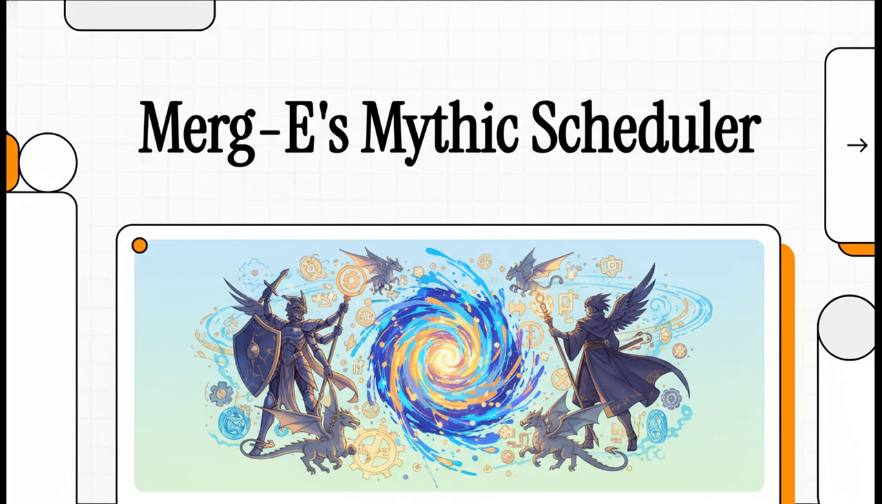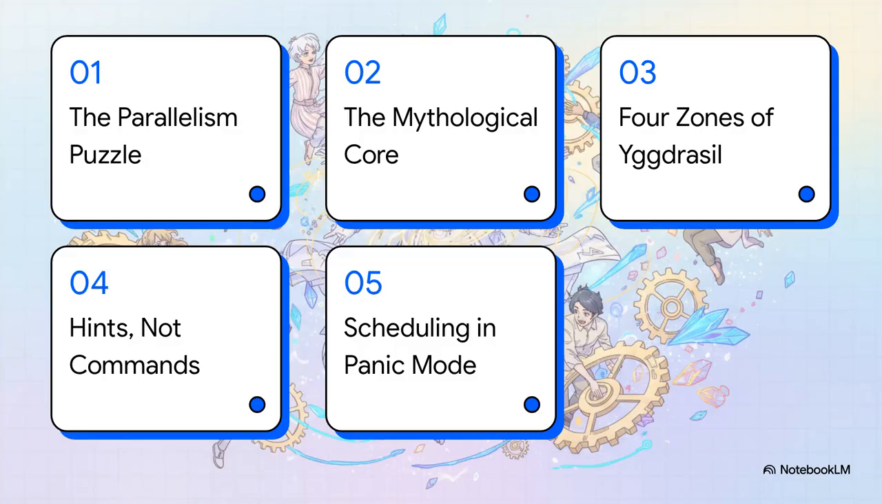All right, today we are diving deep into the engine room of Merg-E. Now, this is a language built from the ground up for the really intense, massively parallel world of Web 3.0. And we're going to look at its secret weapon, this super unique scheduler inspired by Norse mythology that's designed to juggle thousands of tasks at once. Let's get into it.